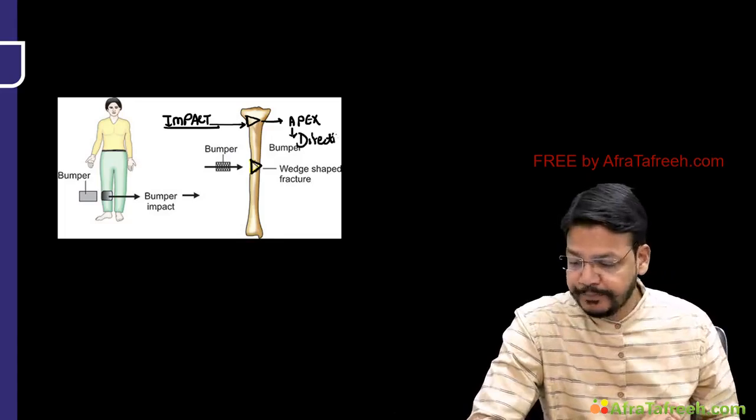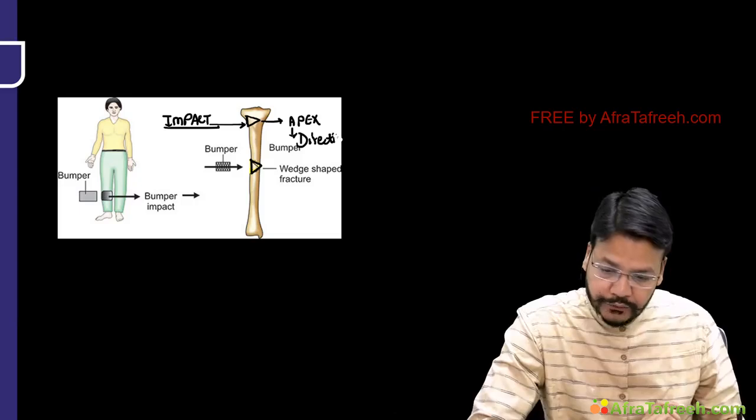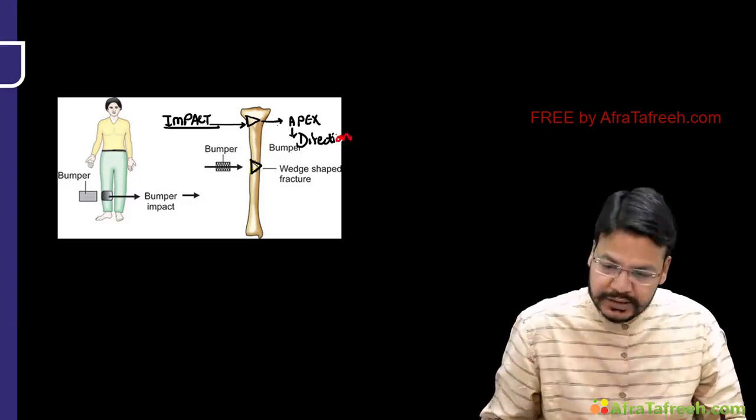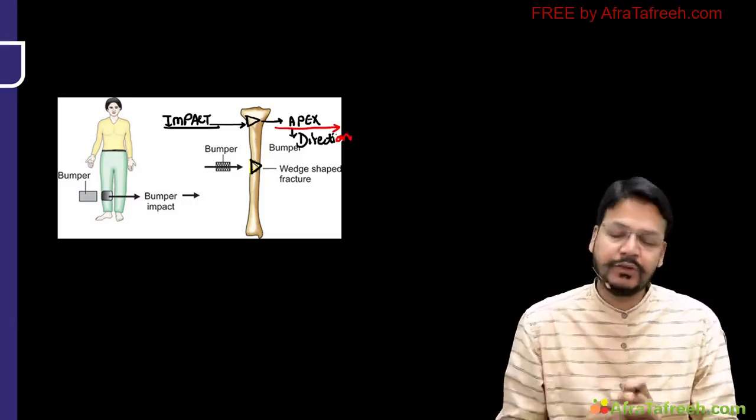Apex is the direction of the car or any vehicle. So this apex denotes the direction and the base is the point of impact. This is known as bumper fracture.